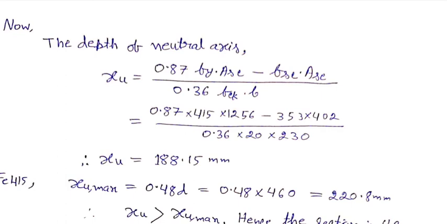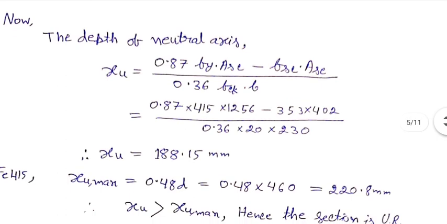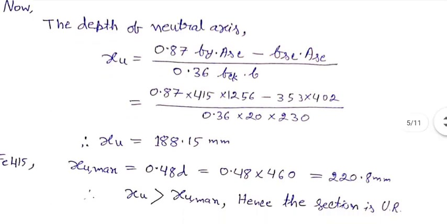Now for Fe 415, from clause number 38.1, just below the table, we get the value for xu max. For Fe 415 grade, xu max is 0.48 d as per IS 456 2000. That is equal to 0.48 into 460, that is equal to 220.8 mm. So xu is less than xu max here, hence the section is an under reinforced section.